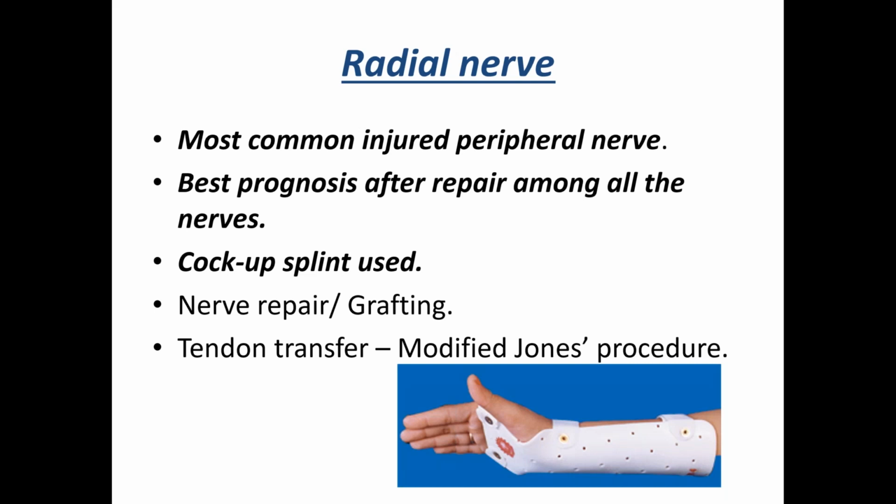Okay. The splint which is used for radial nerve is called a Cockup splint, and one of the tendon transfers which is often done for an unrecovered radial nerve is called a modified Jones procedure.